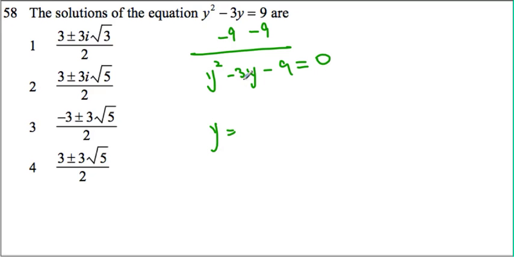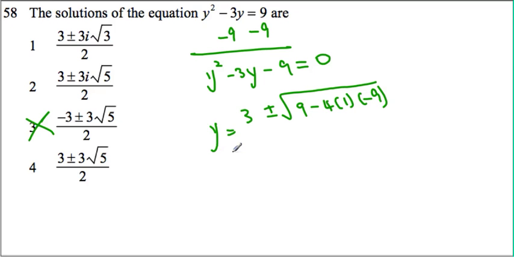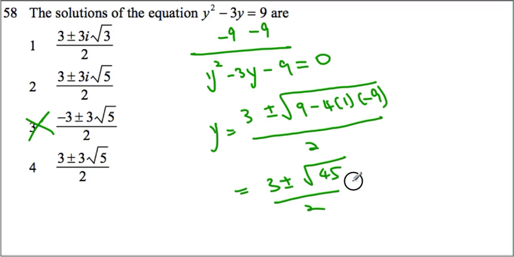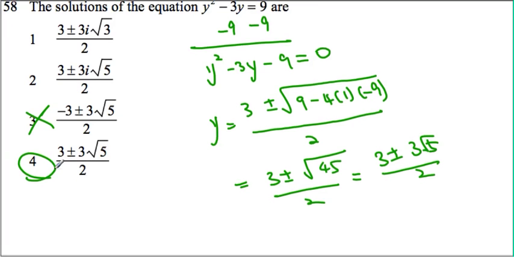y must be equal to the negation of b, which is simply 3, plus or minus the square root of, we end up getting 9 minus 4, a is 1, and then c is equal to negative 9, all over 2. That means 3 plus or minus the square root of 45, all over 2. In other words, 3 plus or minus 3 radical 5 over 2. That becomes our answer, which is choice 4.